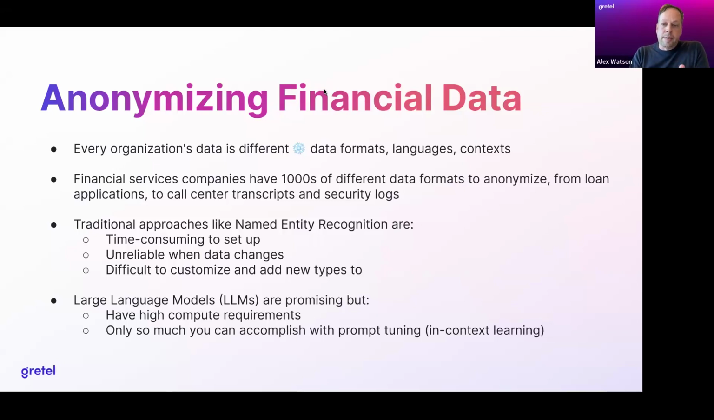So LLMs, which I think we're all very familiar with, offer a lot of really promising benefits for this use case of identifying and anonymizing financial data. And why is that? You can prompt tune them. So if you have small customizations that you want to make to your model, you can simply add to the prompt. Here's the new data type. Here's a few examples. I would like to go ahead and anonymize this as well. So it allows for fast experimentation.